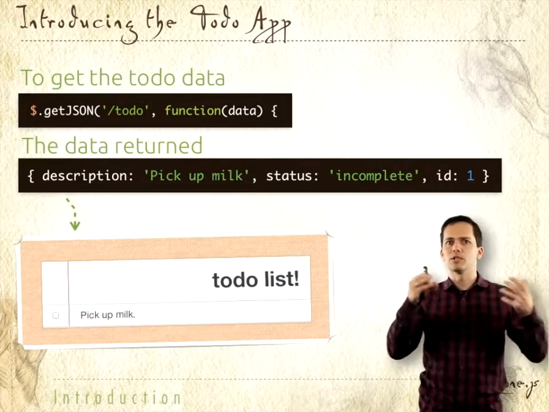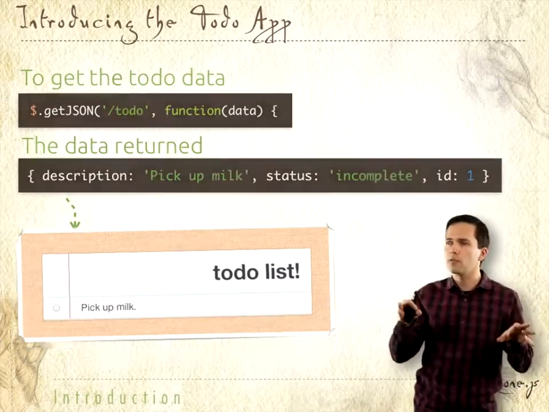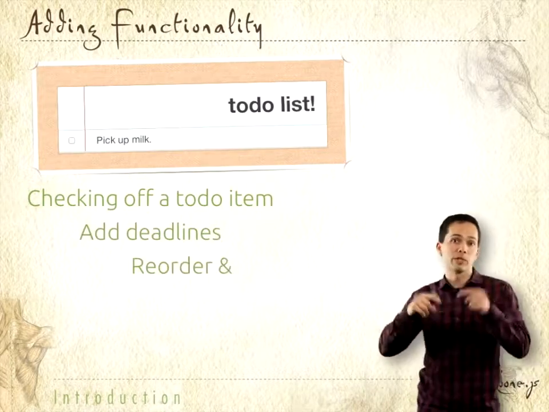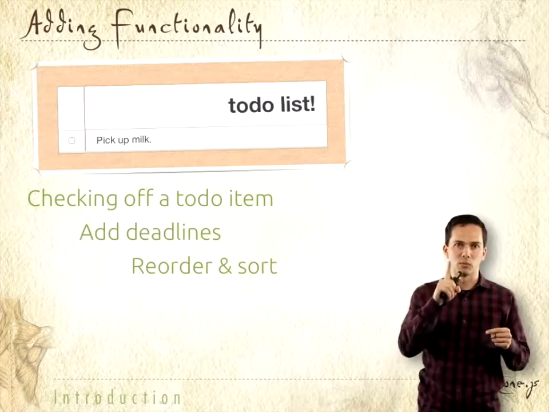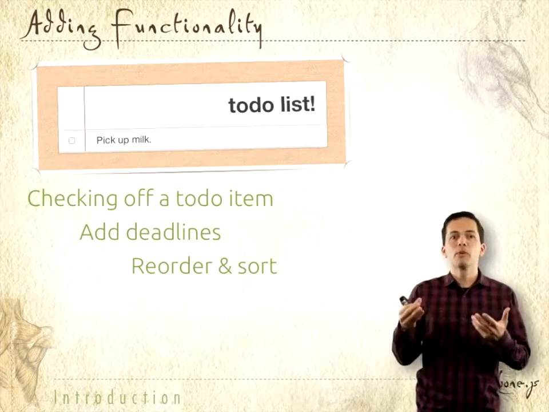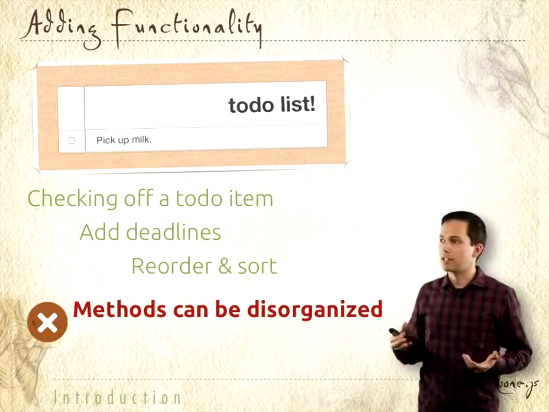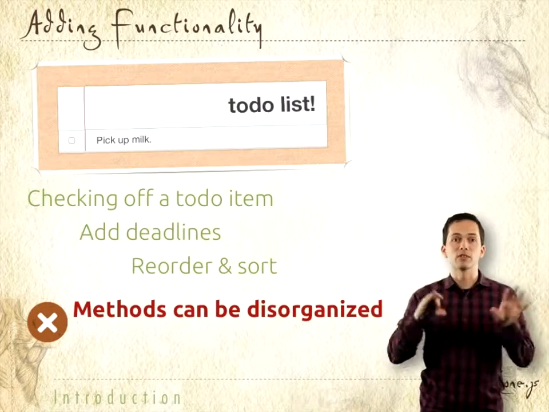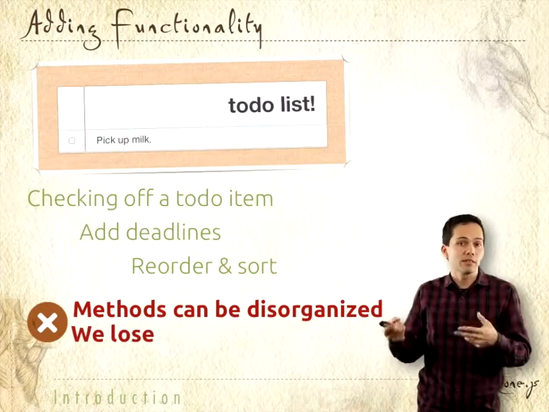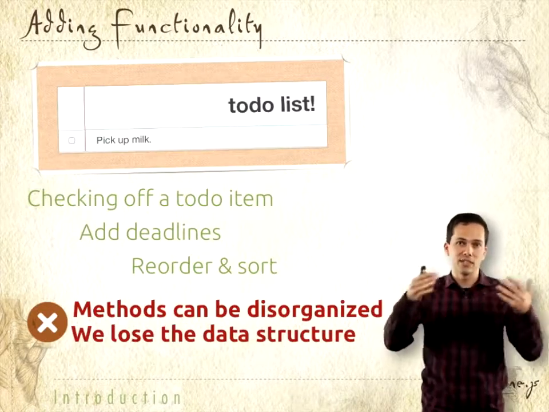Now this is all fine and good until we start adding a lot of functionality to our application. We might have a bunch of JavaScript functions flying around. We might need to check off the to-do button. We might need to add deadlines. We might want to reorder and sort our one to-do item. Don't ask. And before we know it, we might have a very disorganized application. We might have all these methods flying around and no structure to it. That's the first problem.